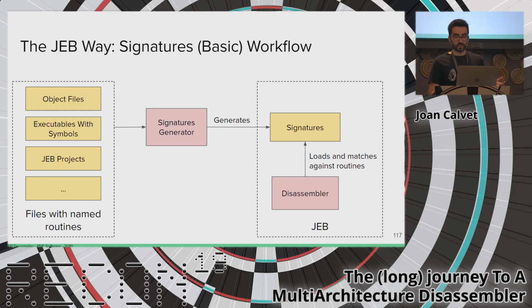We generate signatures to identify library routines. So we process in input files containing named routines, for example, object files provided with static libraries, but also executables with symbols, or even JEB projects, that is, files already analyzed in JEB. From that input, we generate signatures that will be used at runtime by the disassembler to identify routines.